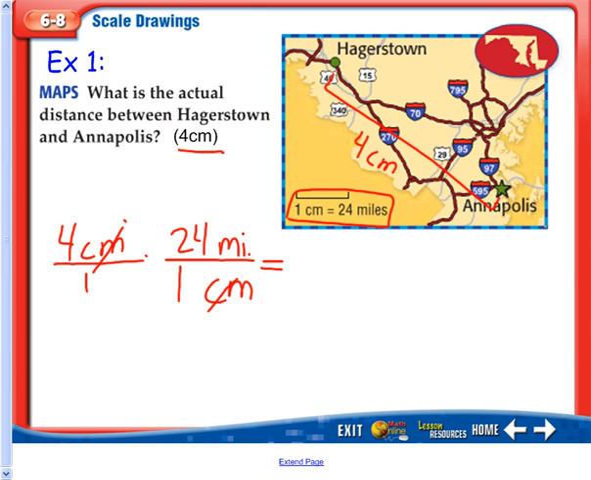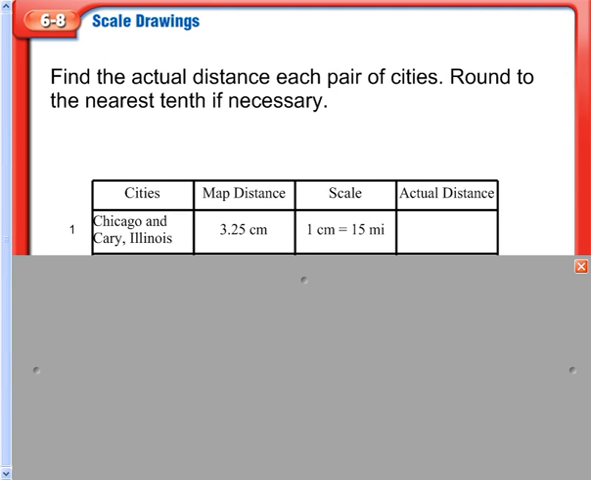So now I have 4 times 24, which we would use a calculator to find out that that is 96 miles. And that is our answer. That's the work you're expected to show. There's not a lot to it for that problem. On to our next one.